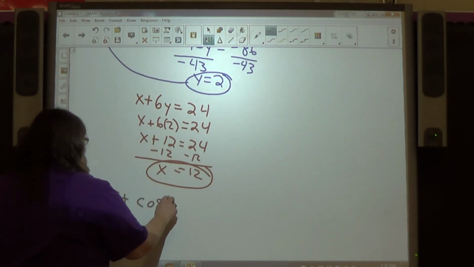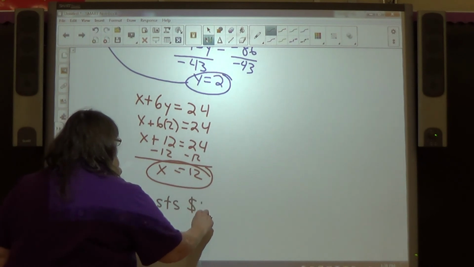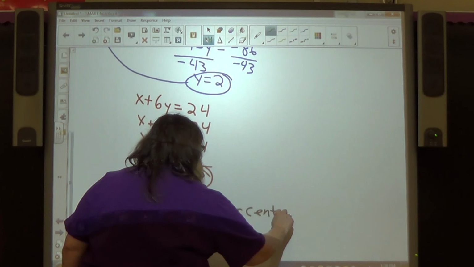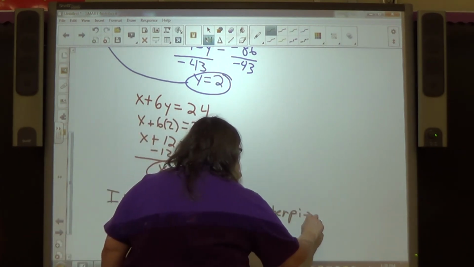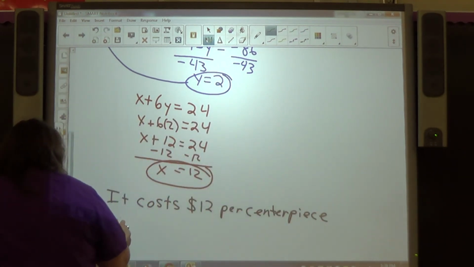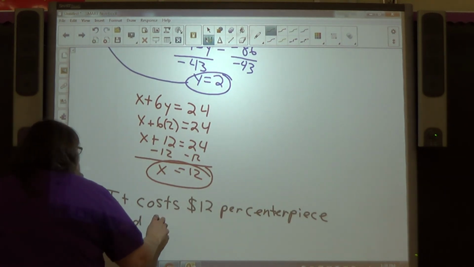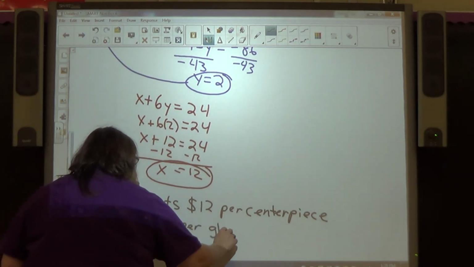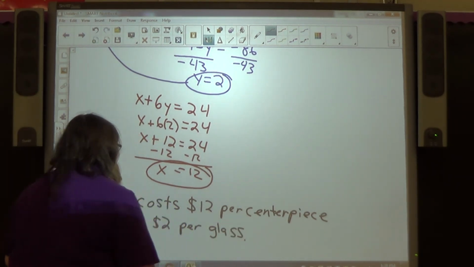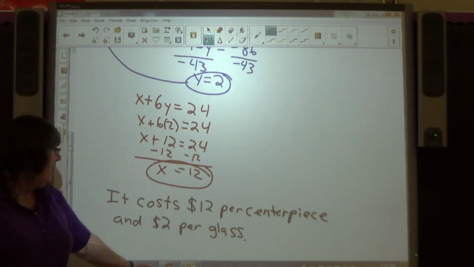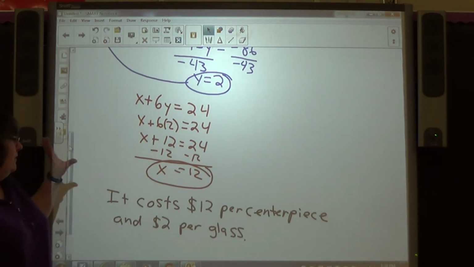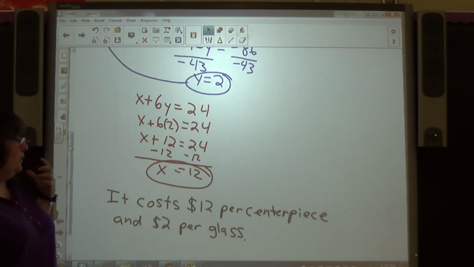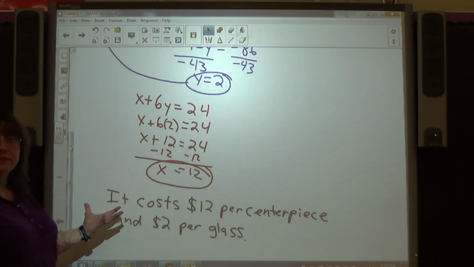it costs $12 per centerpiece. And $2 per glass. Okay? That is our answer. These are the types of questions you're going to get in 3.3. So there it is, elimination. Okay?